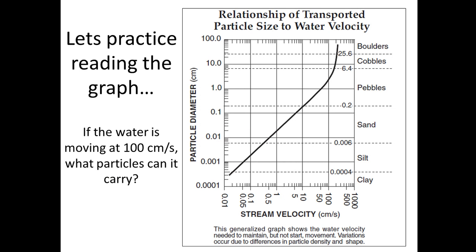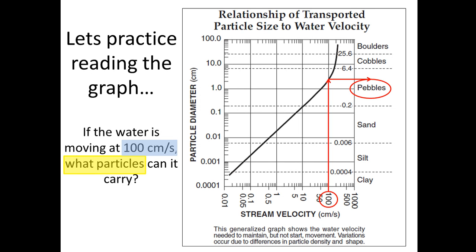Here's the third style of question. If the water is moving at 100 centimeters per second, what particles can it carry? So they're giving us the velocity and they're asking us what particles. So in this case, they don't want to know the actual size, they want to know the particle names. So we start at the velocity they gave us, 100 centimeters per second. We go straight up to that line that shows the relationship, and we read over to the particle names. And we see that we're right here in this pebbles section.